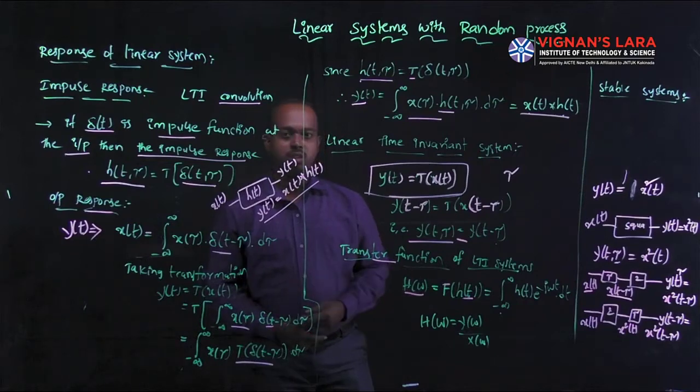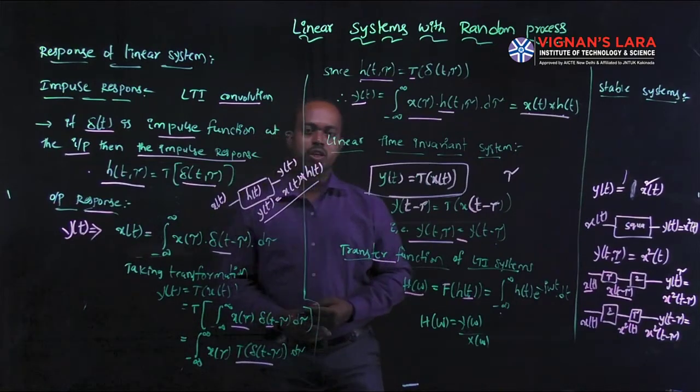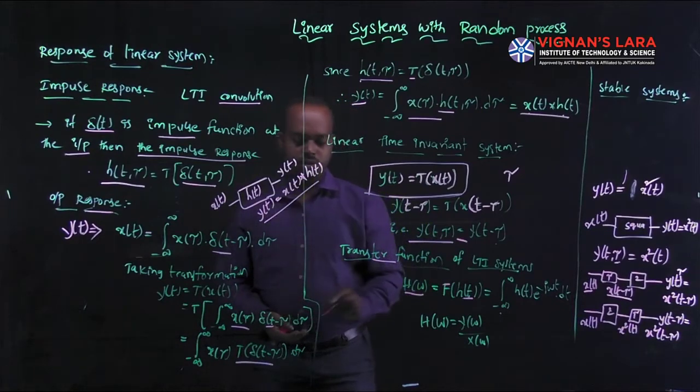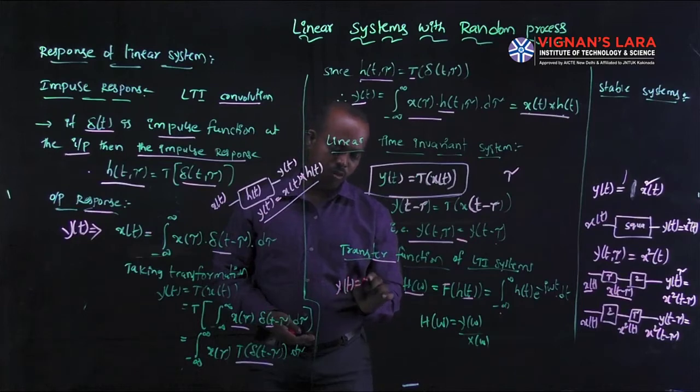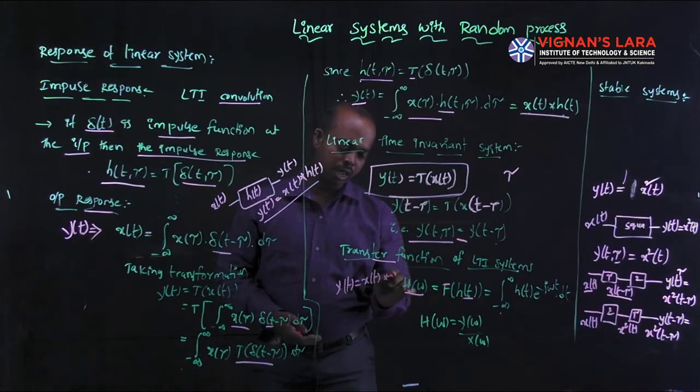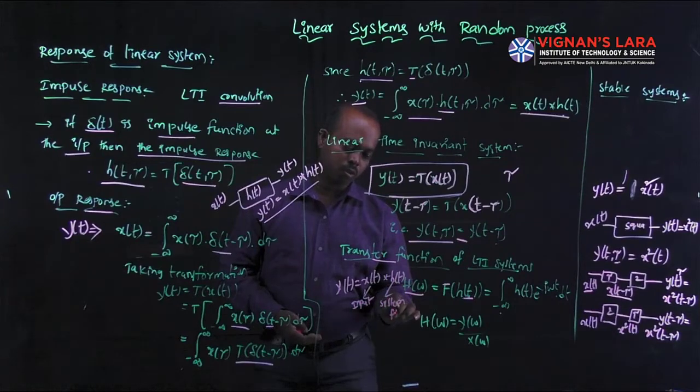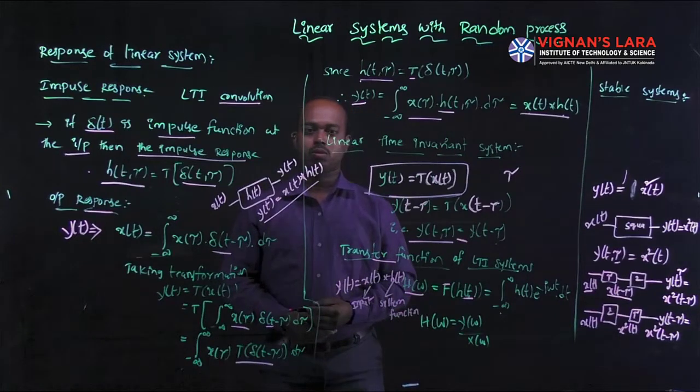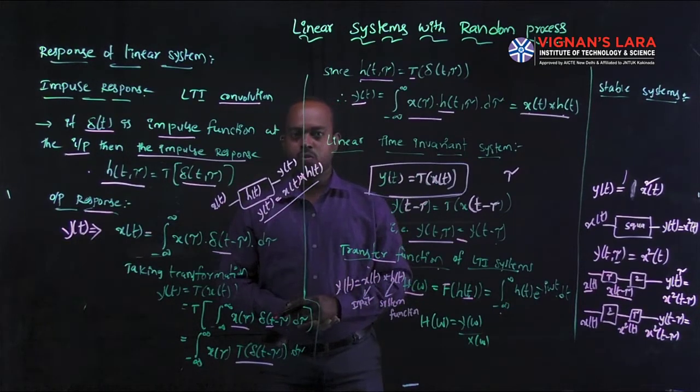Then how do we represent it in general? Suppose we consider the convolution between the input signal and the system function. So y of t is equal to the convolution of x of t and h of t. x of t is the input and h of t is the system function. Taking the convolution between these two signals, we obtain the system response. To find the transfer function, you can apply the Fourier transform.